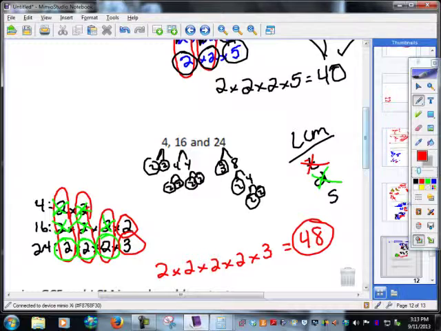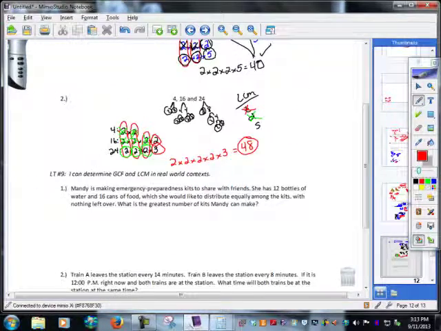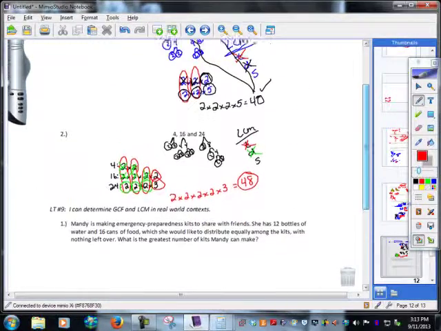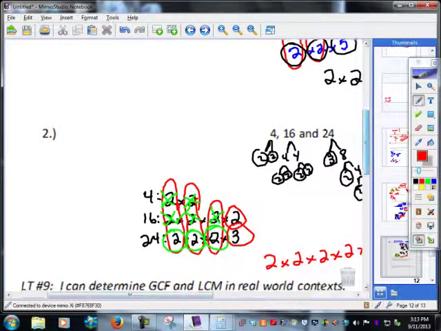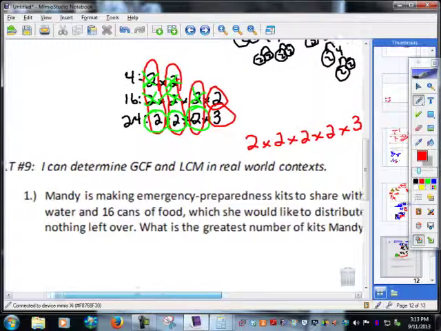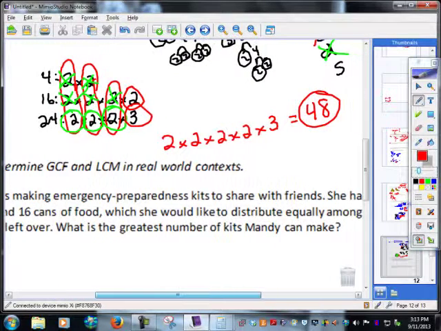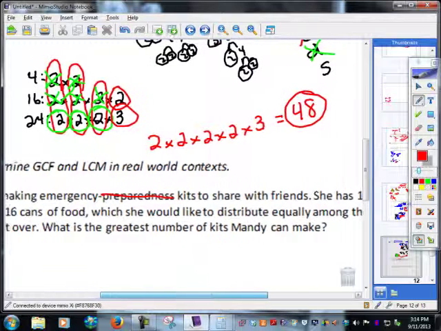Okay? Let's go on to the real world questions now. Okay, if you can't read this, I apologize, because I really can't. I guess I can kind of zoom in and just kind of scroll along with it. Okay, Mandy is making emergency, I don't even know how to say that word. It's like bouquet all over again. Forget that word. They're making emergency kits, first aid kits, to share with friends.